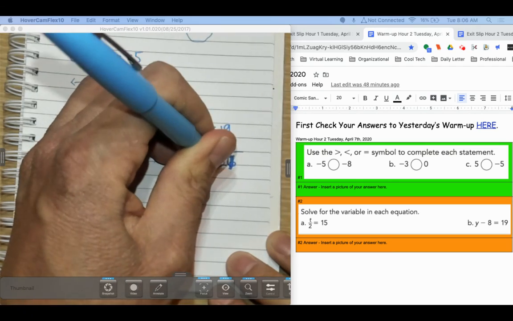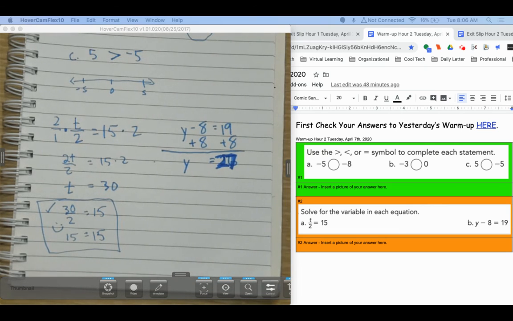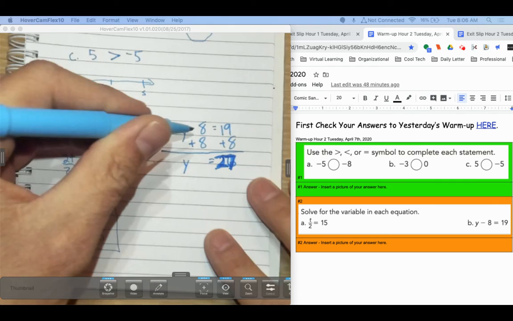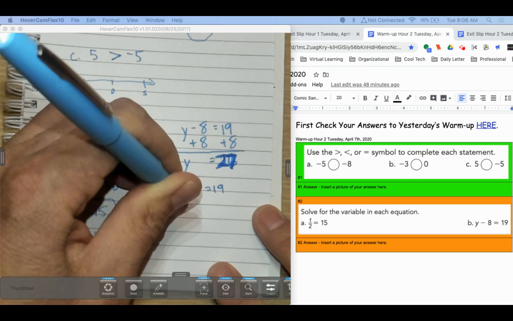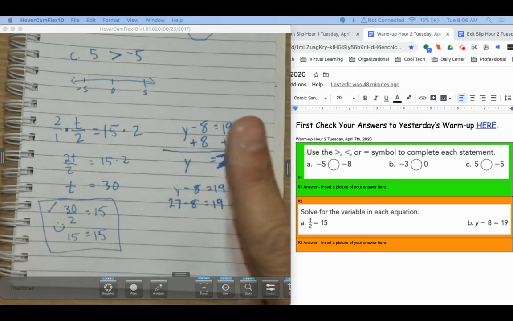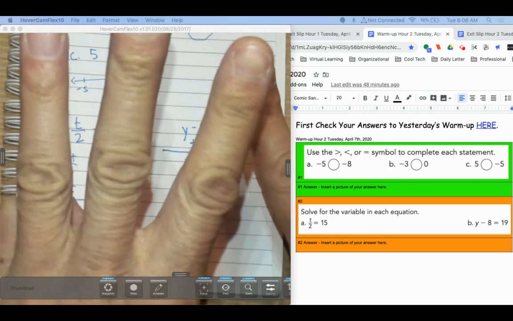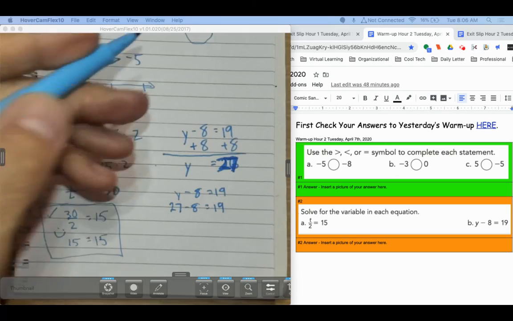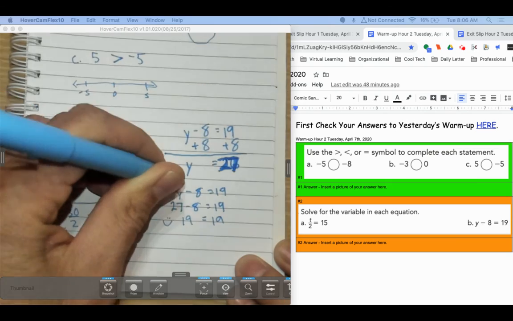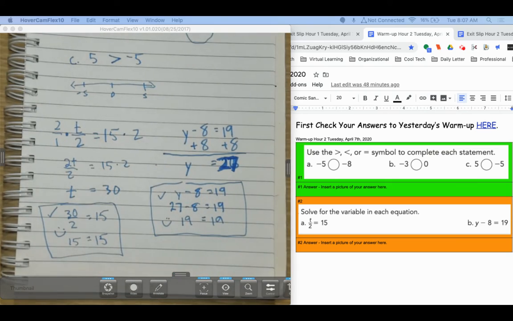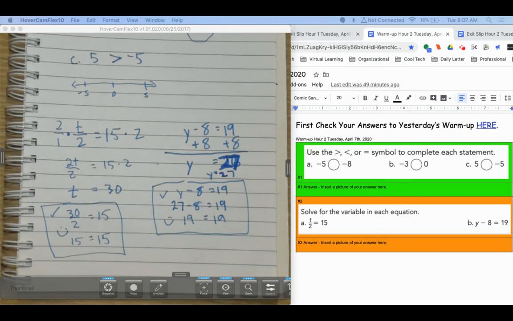It's 27. I'm sorry. And you want to be looking for chances that you're making mistakes. You want to be thinking about your work and if it is making sense. All right, let's see if I'm right here. So y minus 8 equals 19. 27 minus 8 equals 19. 26, 25, 24, 23, 22, 21, 20, 19. I subtracted 8 using my fingers, which is okay, and 19 does equal 19. And so I checked my work, and so I'm a happy camper that 27 is my correct answer for the second one.